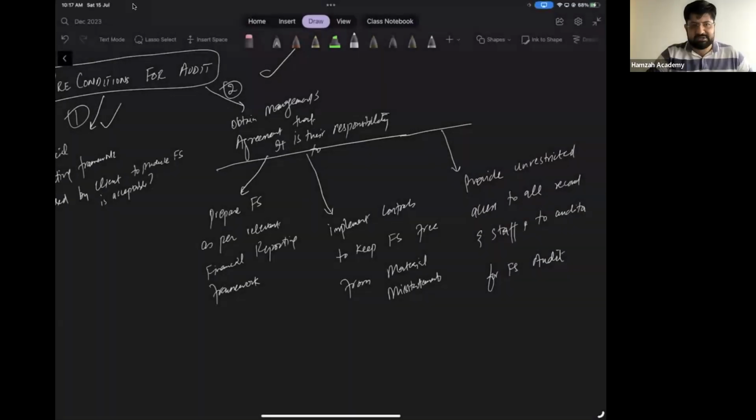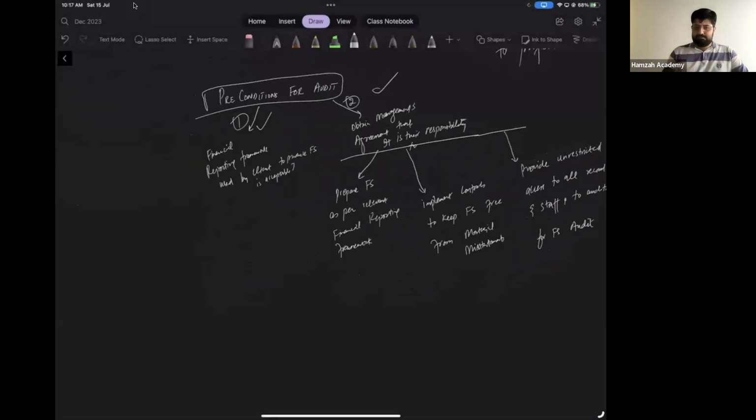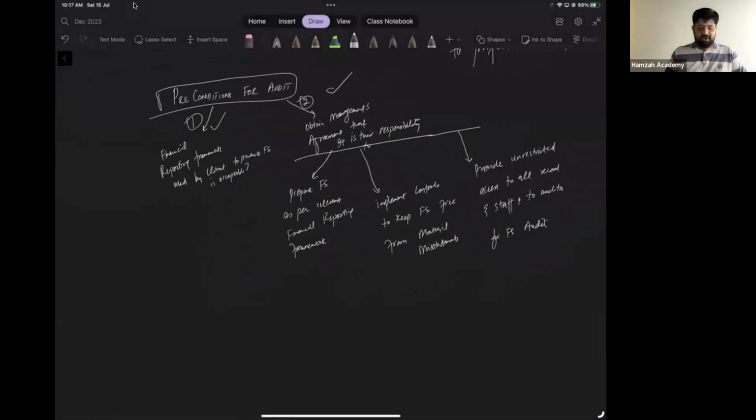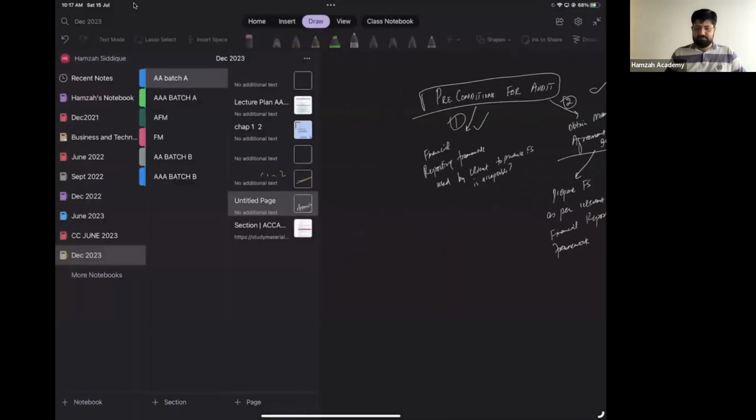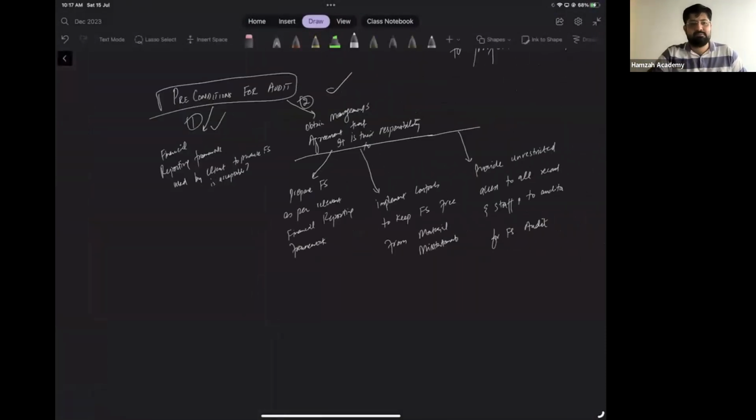Now, students, next. So preconditions for audit we have covered. Next. Once the auditor thinks that the preconditions are met, then the auditor talks to the management.